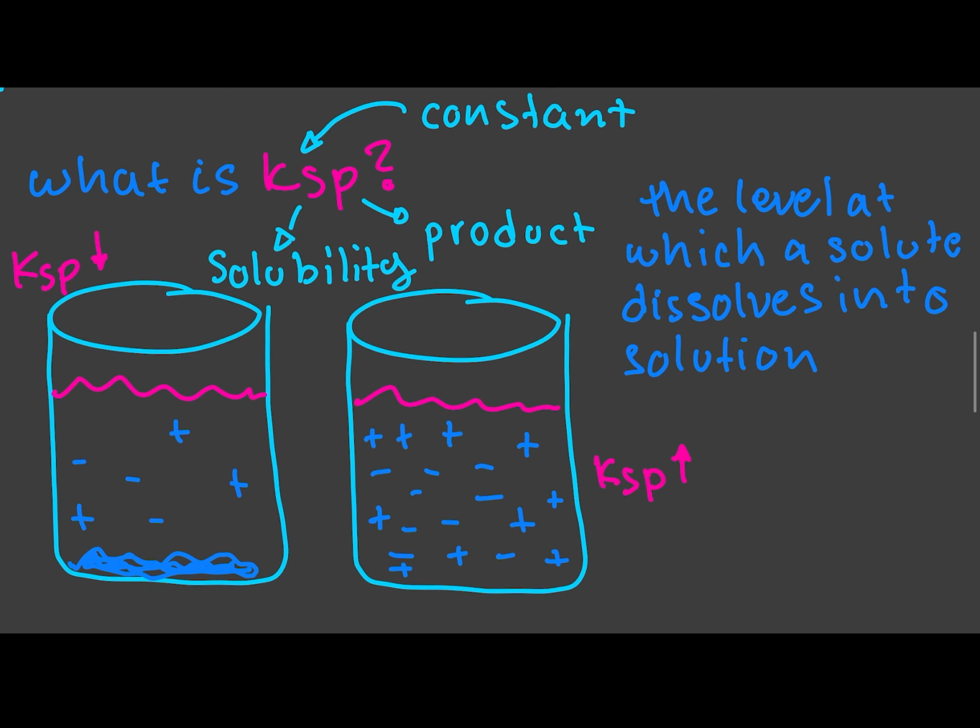So first of all, what is Ksp? As I just mentioned, Ksp is the Solubility Product Constant, which is also a value that represents the level at which a solute will dissolve into solution.